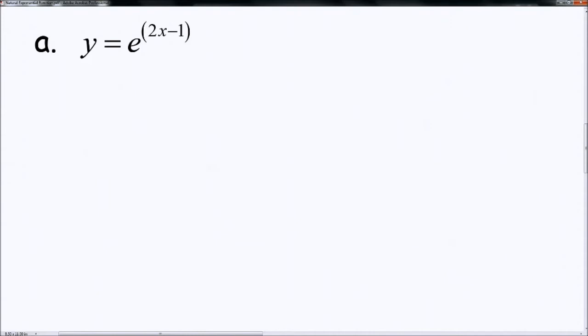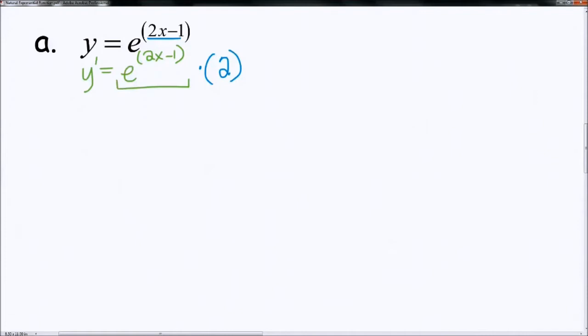Number 1, part A. Find the derivative of the following: y equals e to the 2x minus 1. Again, the pattern when you have e is when you take your derivative, y prime, you rewrite your function, e to the 2x minus 1. This is the original function, and you multiply it by the derivative of your exponent. The derivative of my exponent is just 2.